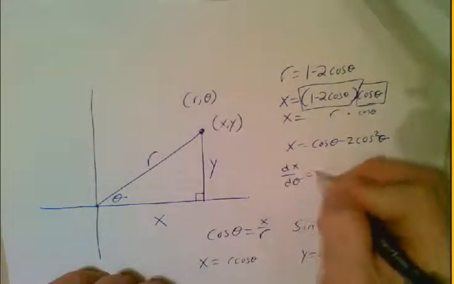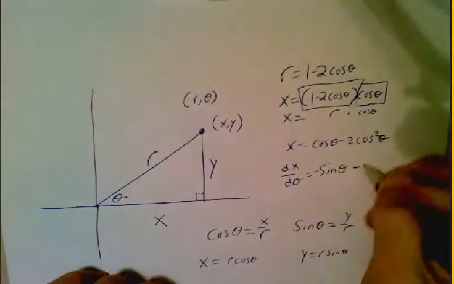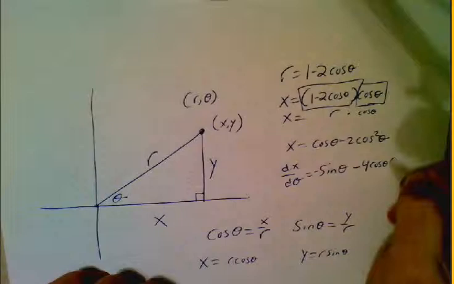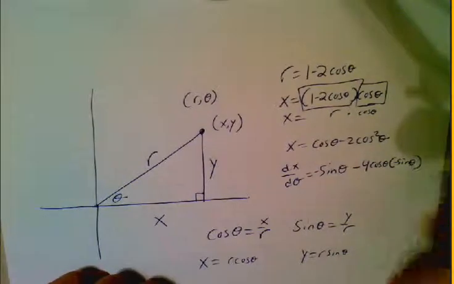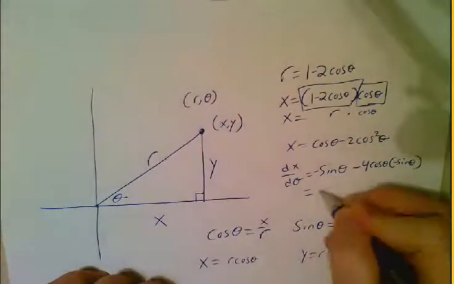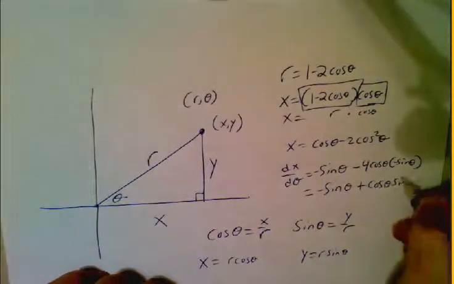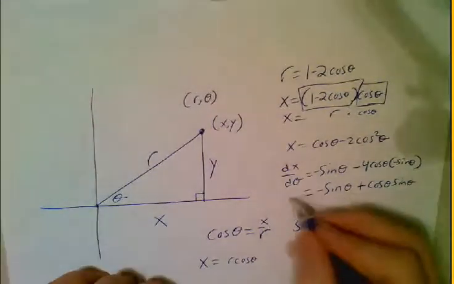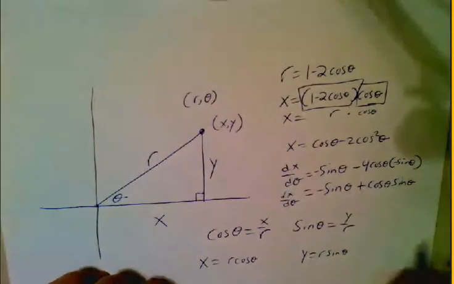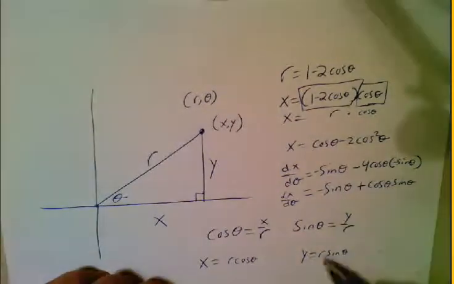They're asking me for dx/dθ. dx/dθ would be negative sine θ plus 4 cosine θ sine θ, chain rule kicker. Clean that up just a little bit: negative sine θ plus 4 cosine θ sine θ. And there's my dx/dθ, etc. You could probably do y now.